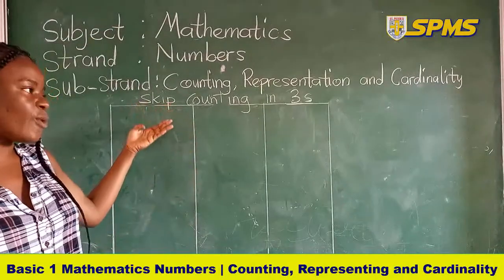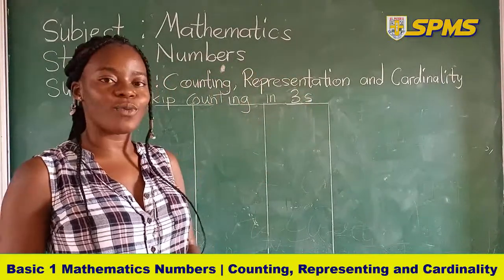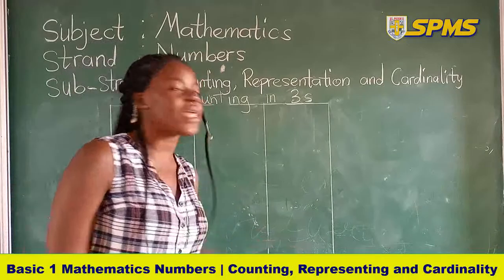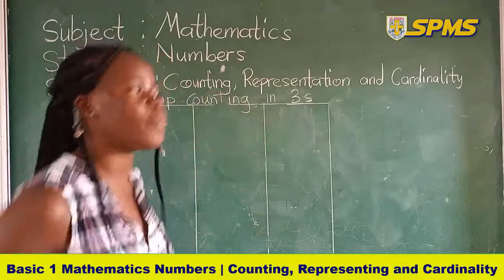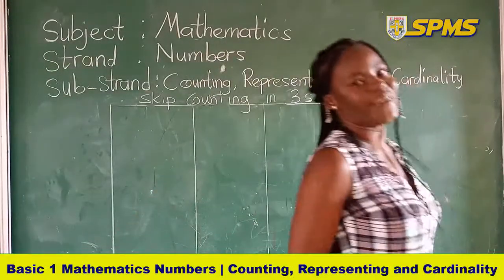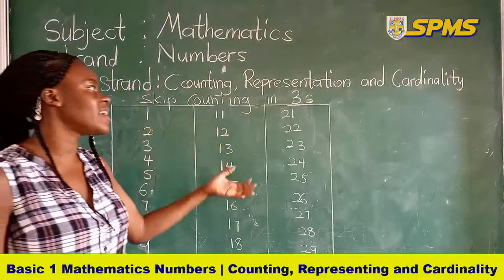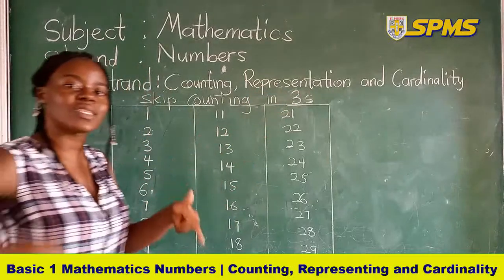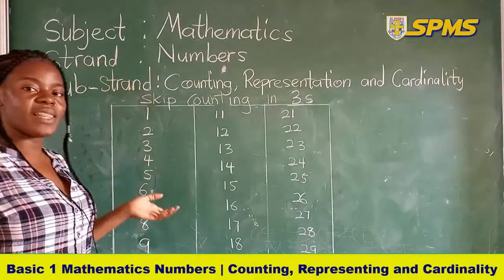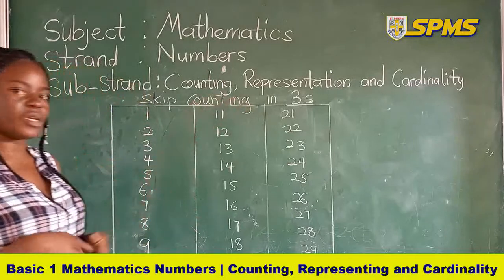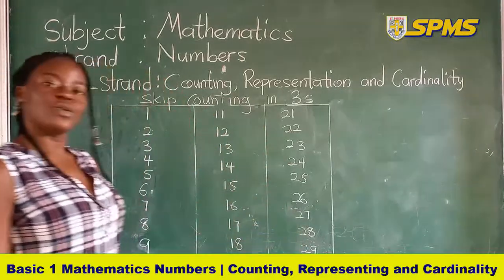Okay, so what do we have on the board? Skip counting in 3s. So as always, you're going to write our 1, 2, 3 to 30. Then we try to skip it in 3s. Okay, so we are going to jump 1, 2, 3. Good. Let's move on. Okay, children, now look here. We have skip counting in 3s. Earlier on we did in 2s. We are moving to 3s. So we have our numerals here from 1 to 30. So let's move on.